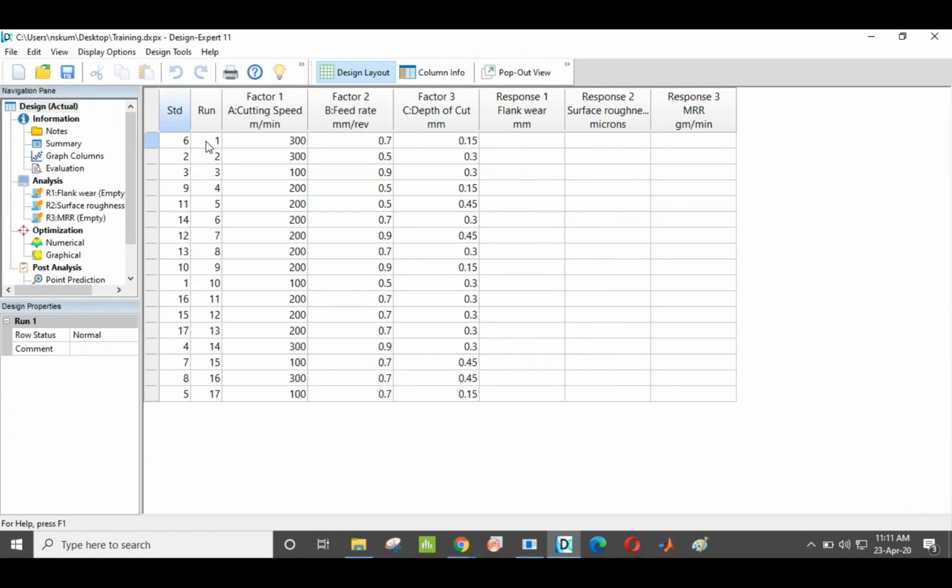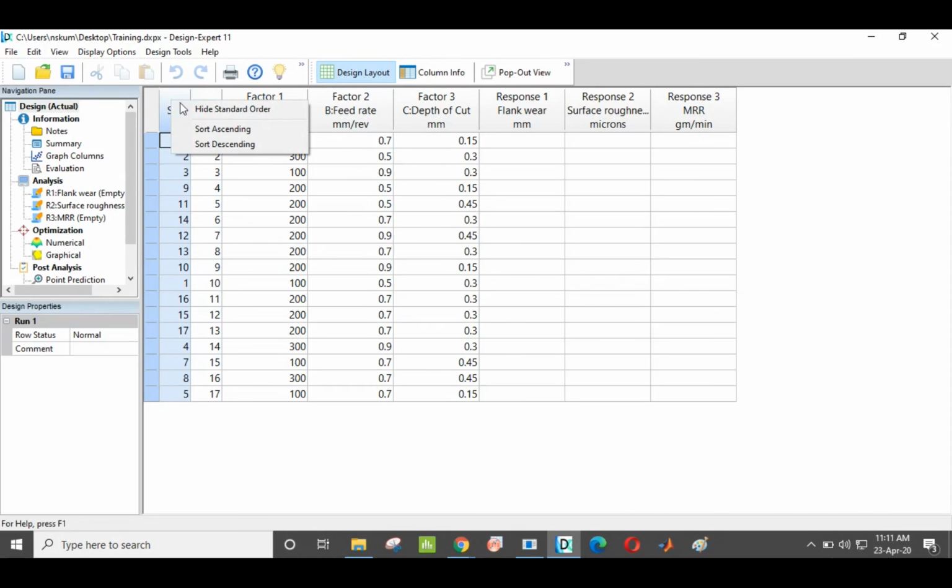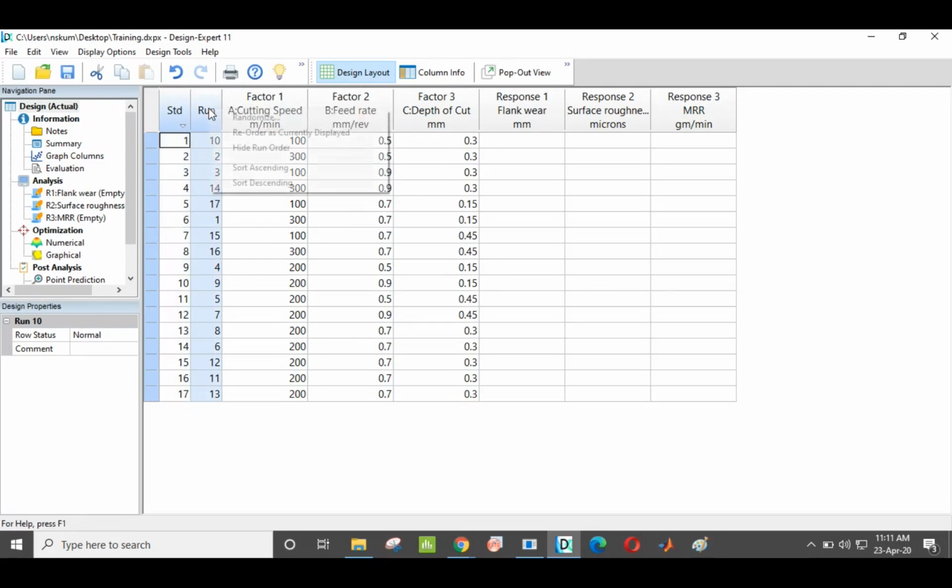The first experimental run is setting the cutting speed to 300, 0.7, 0.15. Here we can also randomize, or I can sort it in ascending order. This will tend to change. So standard order becomes this. According to this I am going to do the experiments, and then I am going to enter the values.